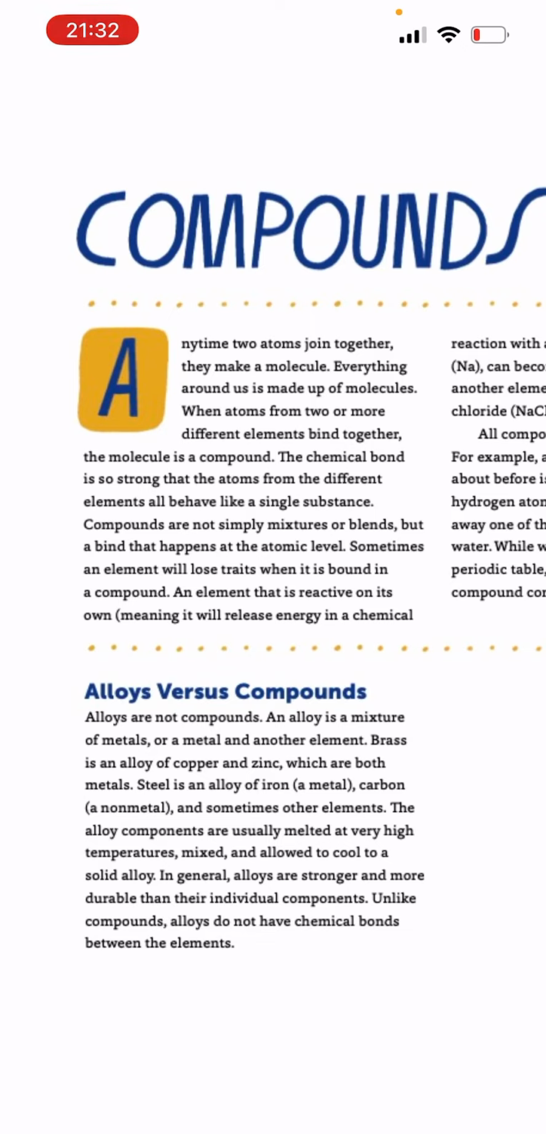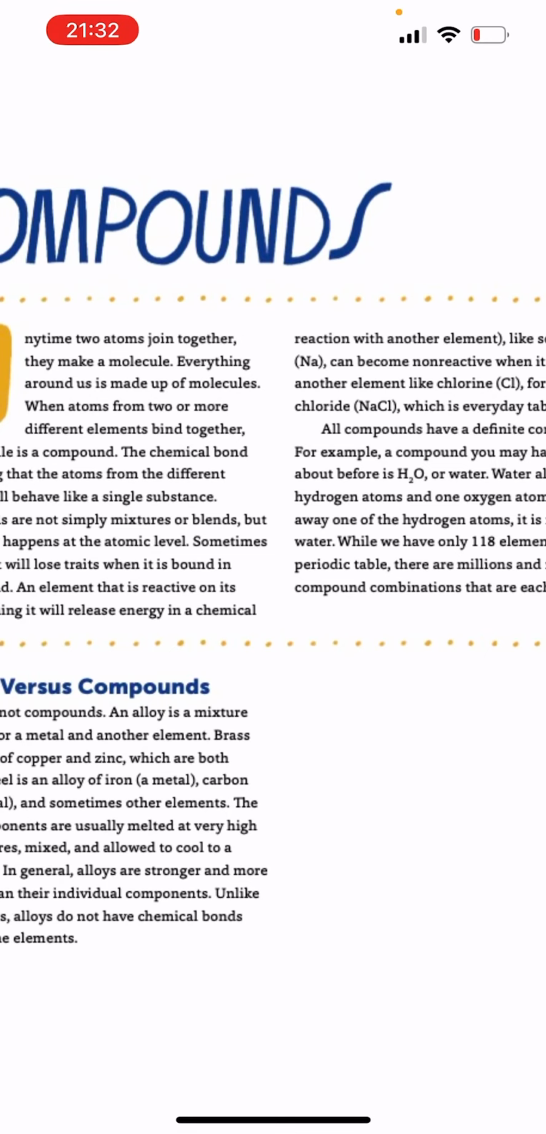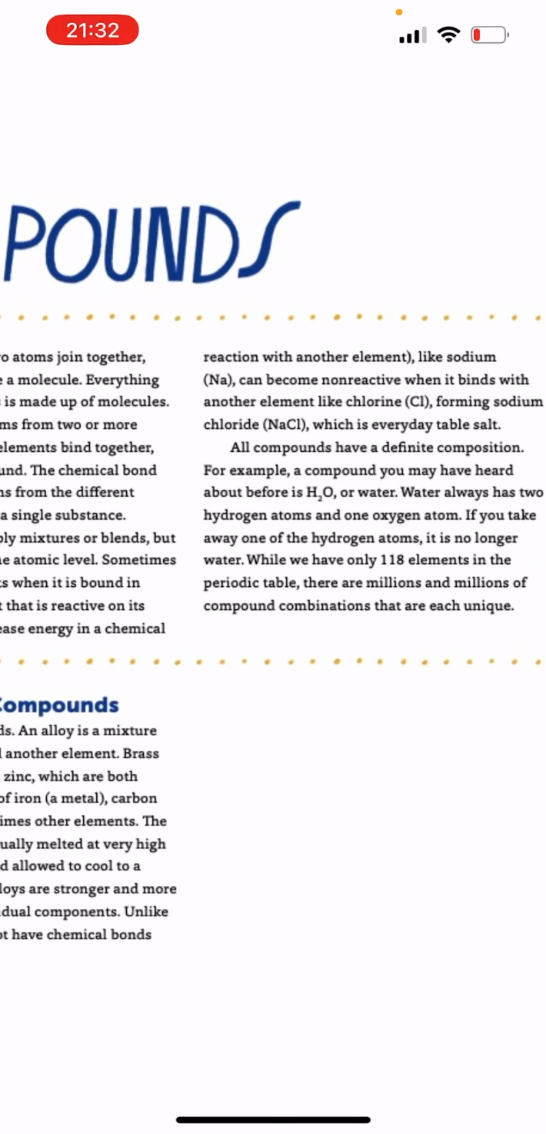Sometimes an element will lose traits when it is bound in a compound. An element that is creative on its own, meaning it will release energy in a chemical reaction with another element, like sodium, Na, can become non-creative when it binds with another element like chlorine, Cl, forming sodium chloride, NaCl, which is everyday table salt. All compounds have a defined composition or definite composition.